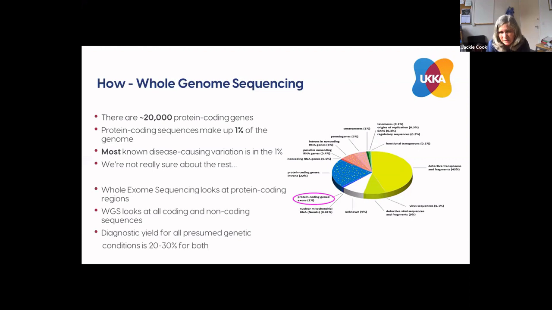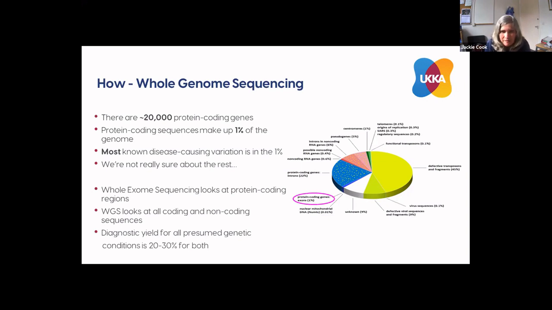Before I go into detail about how you order a whole genome sequence, I just want to clarify what exactly whole genome sequencing is. Altogether, we have about 20,000 protein coding genes, and that makes up about 1% of our genome. So 99% of our genome consists of a whole load of other things, most of which we haven't got a clue what it does.